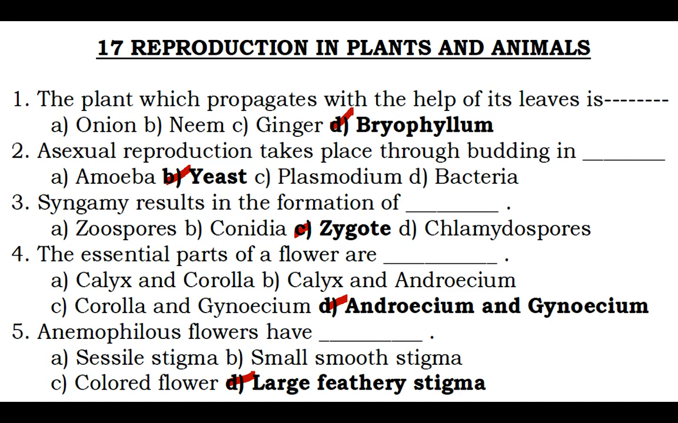Question number 2, asexual reproduction takes place through budding in option B, yeast. Question number 3, syngamy results in the formation of option C, zygote. Question number 4, the essential parts of a flower are option D, androecium and gynoecium. Question number 5, anemophilous flowers have option D, large feathery stigma.